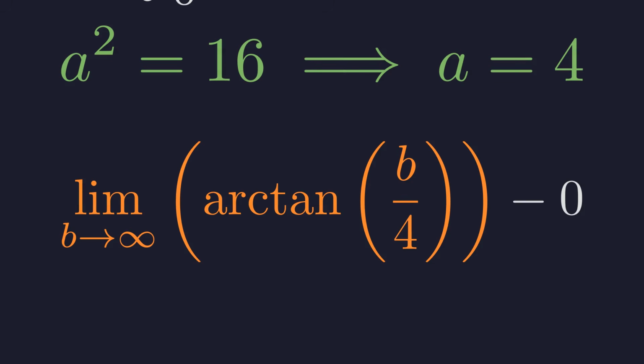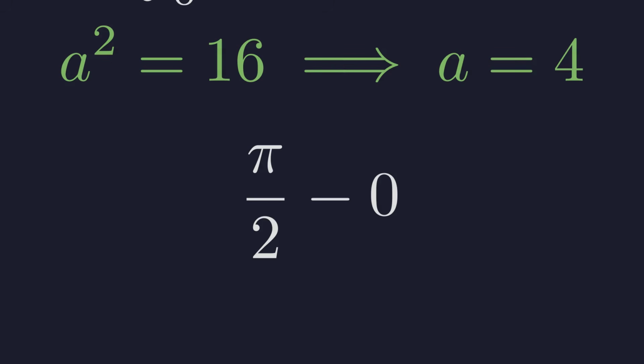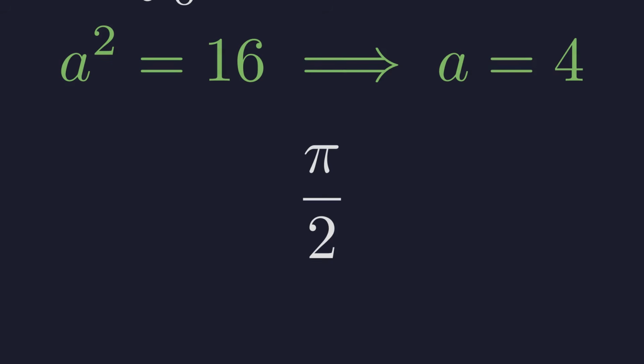As b approaches infinity, the argument b over 4 also approaches infinity. We need to find the angle whose tangent approaches infinity. The arctangent function approaches pi over 2 as its input goes to infinity. Therefore, the limit evaluates to pi over 2. Finally, pi over 2 minus 0 gives us our final answer, pi over 2.